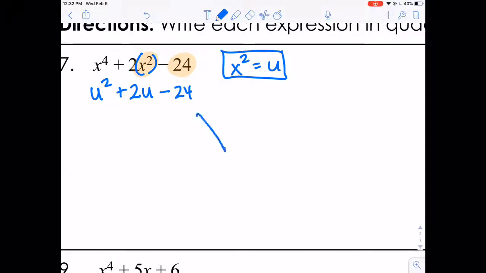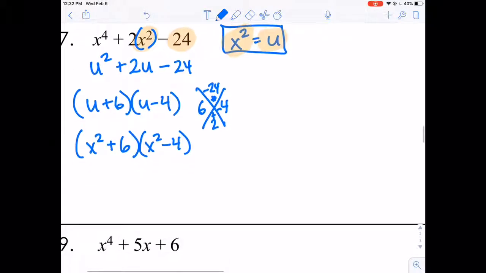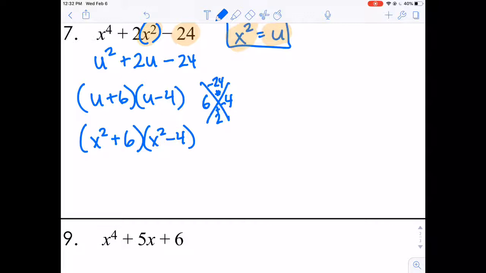So for this one, I'm going to factor normally. Negative 24 and 2: multiply to get negative 24, add to get 2. I know that those numbers are 6 and 4, and I need a negative. I want to do 6 minus 4. So I'm going to have u plus 6, u minus 4. Okay? And then remember that the u is the same as x squared. So I'm going to change those back into x squared. So I'm going to have x squared plus 6, x squared minus 4. So that is technically our factored form.